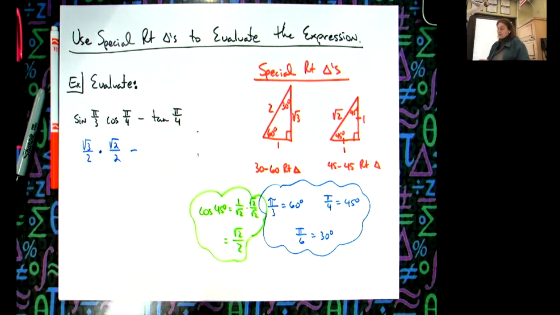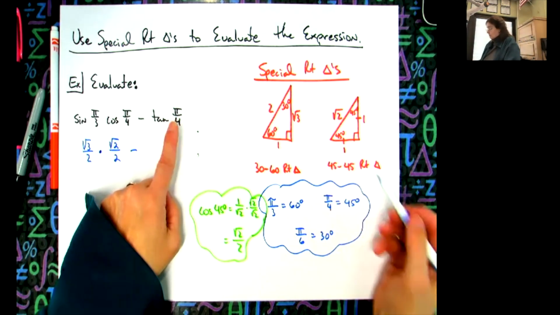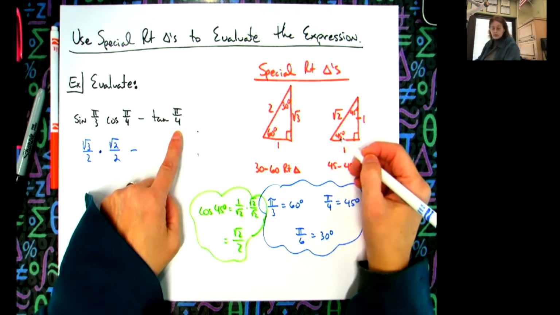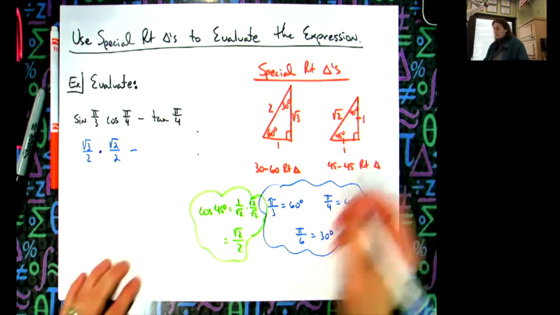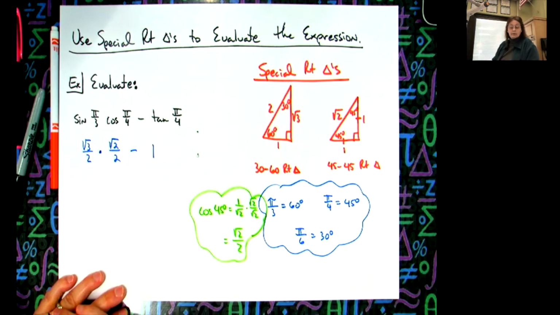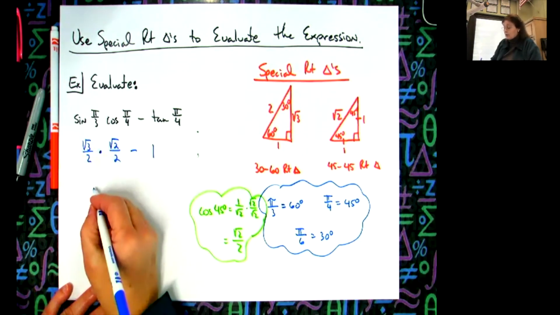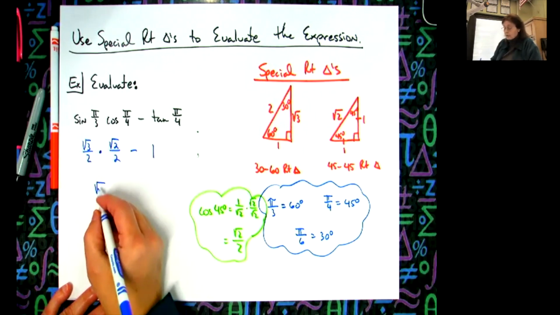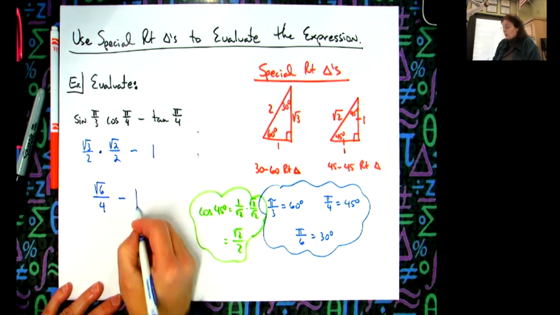Minus tangent of pi over 4. So pi over 4 again is 45. Tangent is going to be opposite over adjacent. So 1 over 1 is going to be 1. And then from here, we can multiply this out really easy. This is going to be square root of 3 times 2 is 6. 2 times 2 is 4 on the bottom there, minus 1.